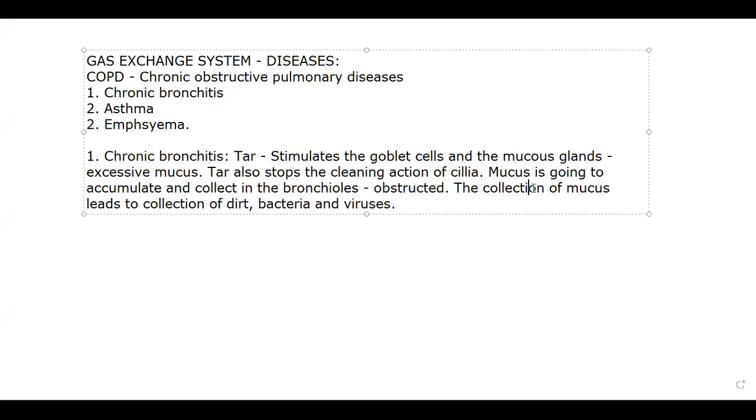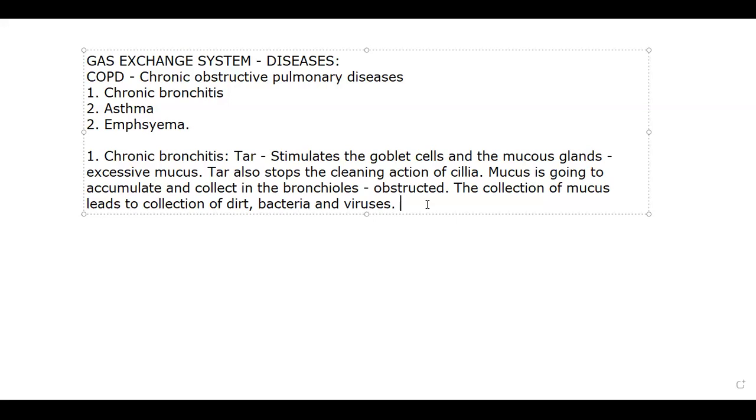So the mucus is going to block the bronchioles, and since it's not being moved, whatever bacteria and viruses get trapped by the mucus will stay trapped. Normally, these bacteria and viruses would be moved away by the cilia. The cilia would move away the mucus, so the bacteria and viruses would be removed as well. But since the cilia are not working, the bacteria and viruses will be trapped in the mucus and will not go anywhere, which will lead to infections, right?